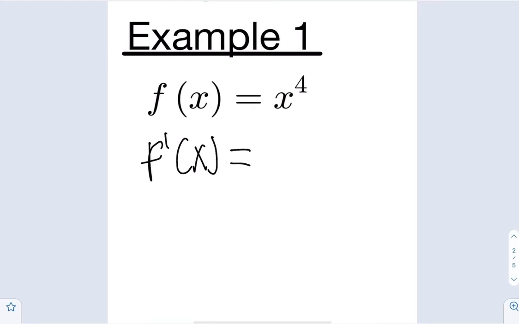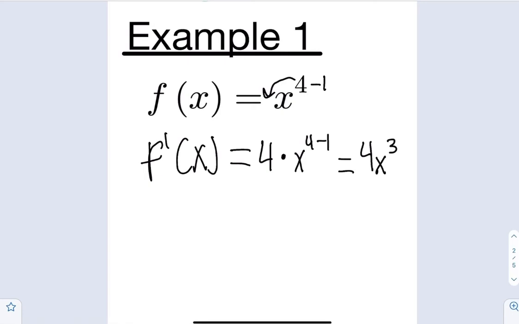Right. The power rule says we're going to bring this number down and multiply it: 4 times x to that same thing, but the only difference is the power rule says we're going to subtract 1 from our exponent here. And as long as you can subtract 1 from 4, you can find the derivative of this: 4x to the third. Good job. And that's our derivative. The derivative of x to the fourth is simply 4x cubed.